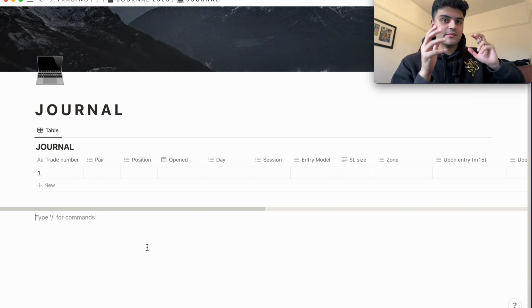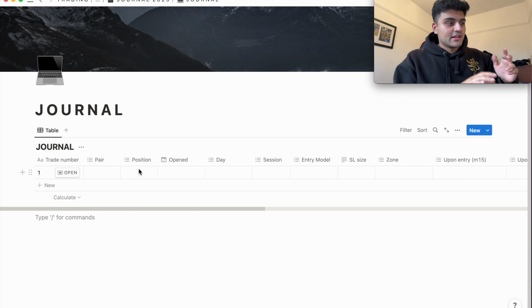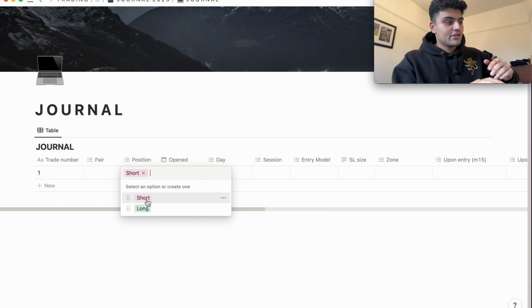Next, what comes up is the position. Long, buys, shorts, sells. So pretty self-explanatory. If you're selling, I would put short. If you're buying, you would put long.